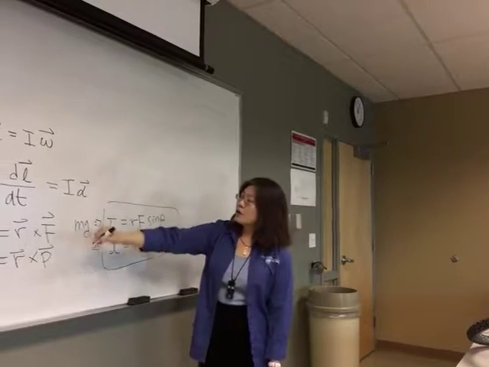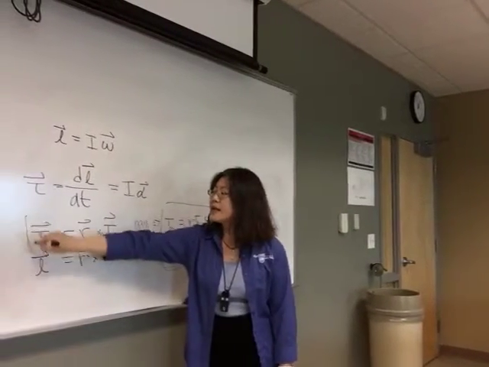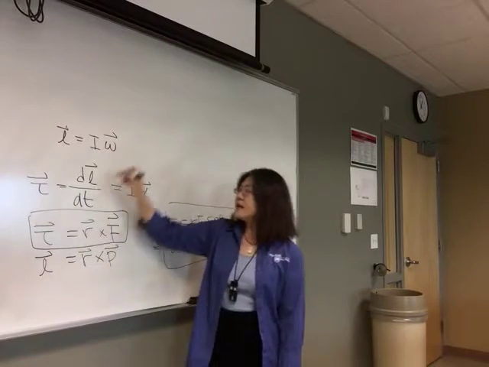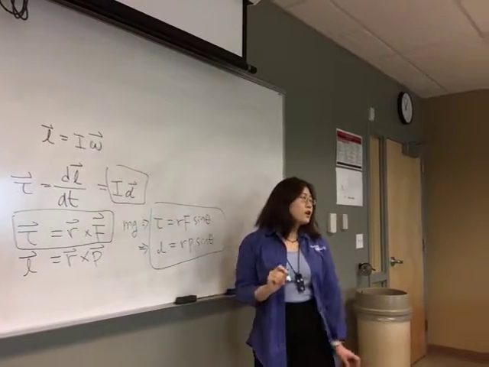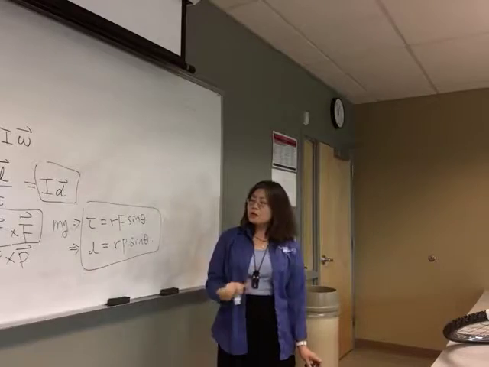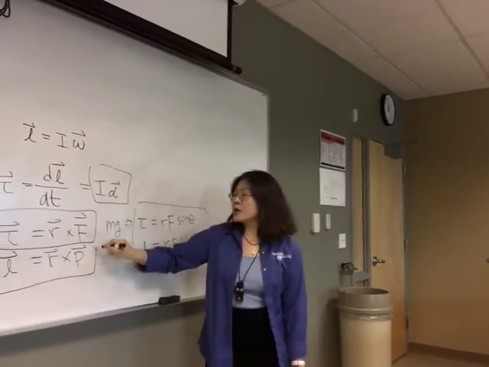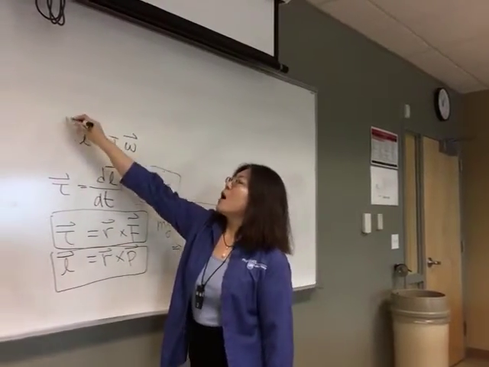For torque, there are two expressions: one is R cross F, and one is I alpha. Now for angular momentum, you also have two expressions: one is R cross P, and the other one is I omega.